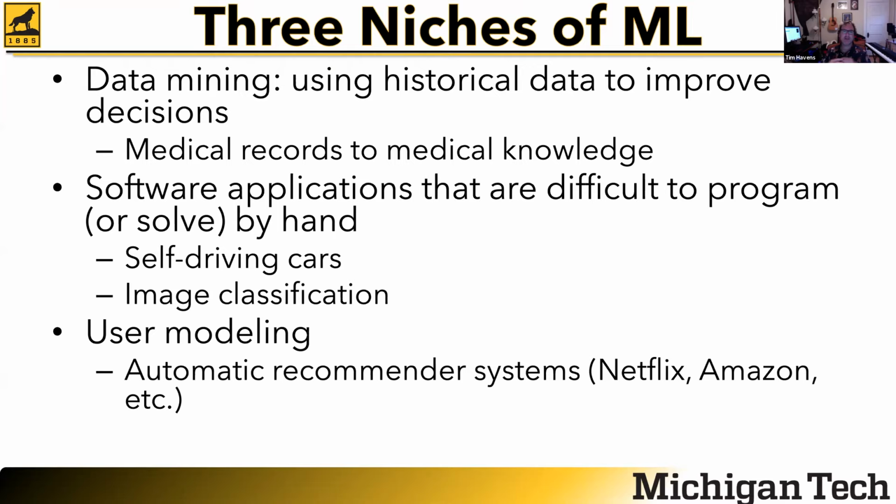So I kind of see three niches of machine learning, although an argument can be made that it's more than this, and you certainly wouldn't be wrong. Data mining, so using historical data to improve decisions, is what I would call the standard machine learning. An example of that is taking medical records and translating that to medical knowledge. So making inferences based on measurements. So they're just measuring the glucose in your blood, the records from your doctor visits, and putting that all together with the aggregated medical records of the world, and all of a sudden you can learn things about our health and what we can do with that.